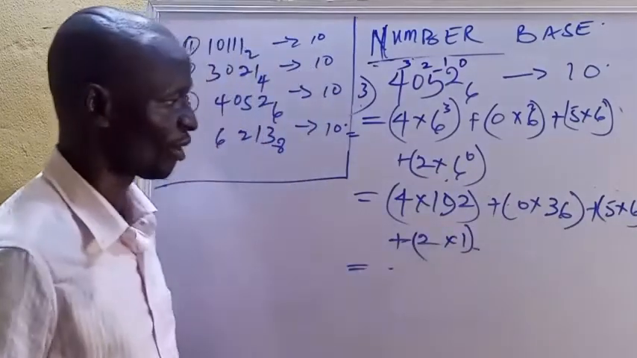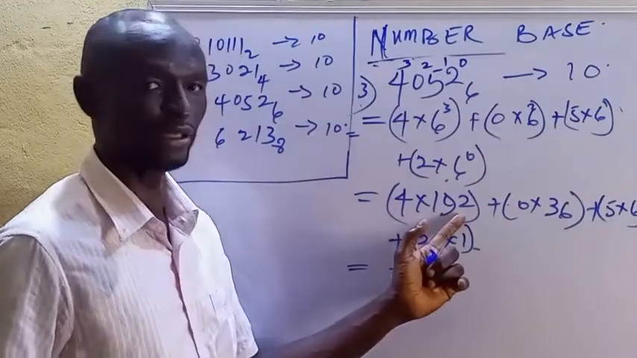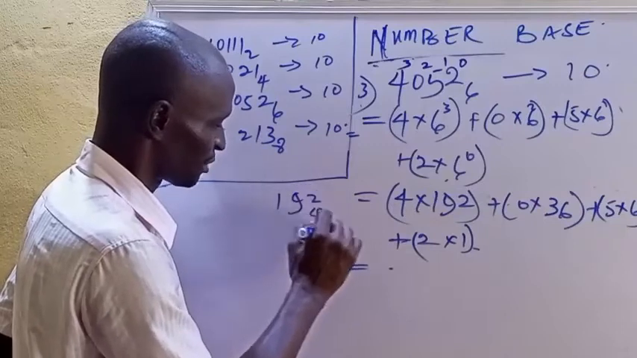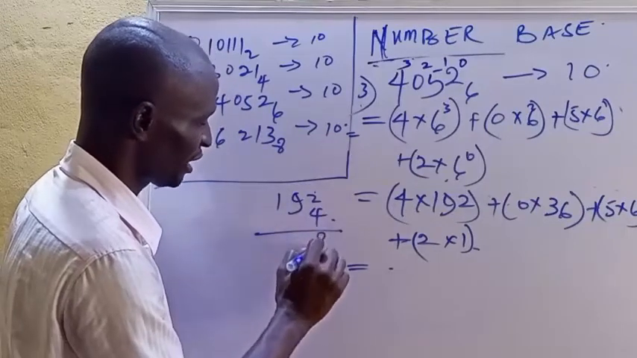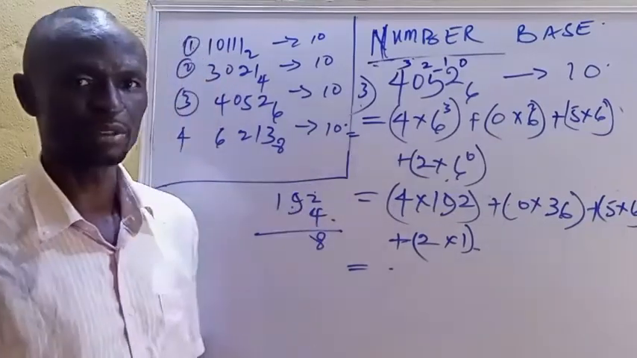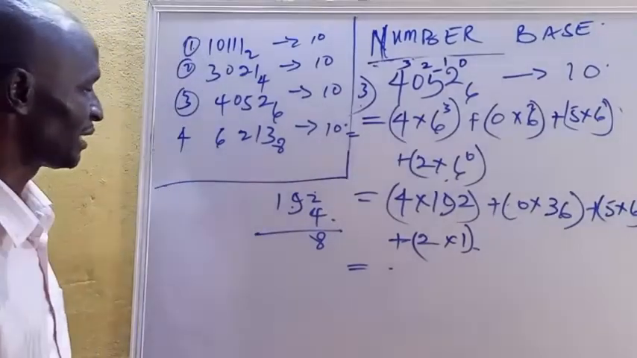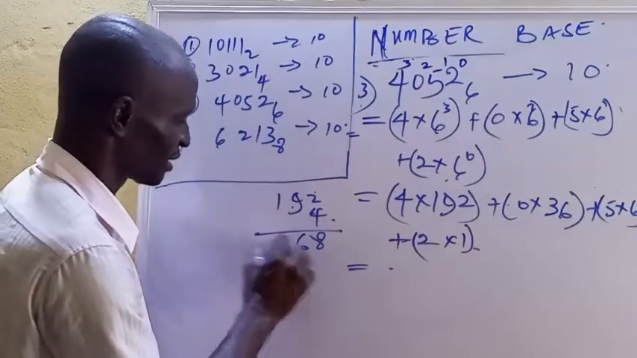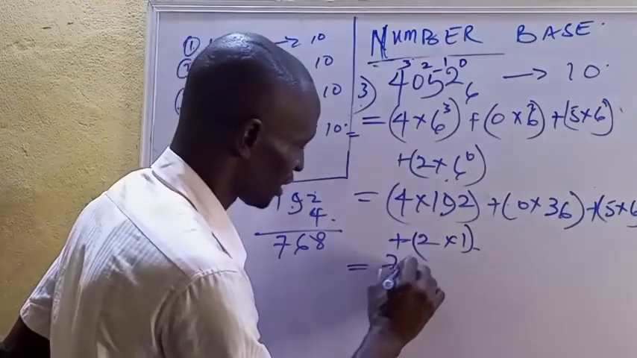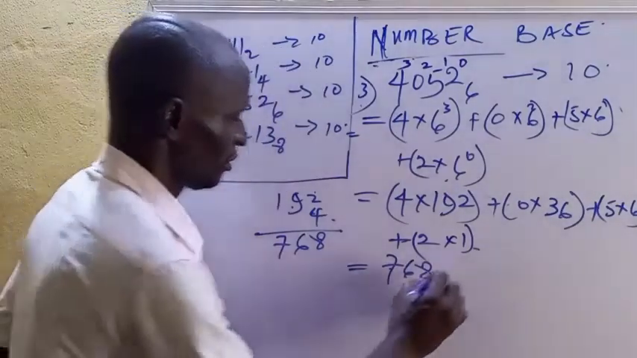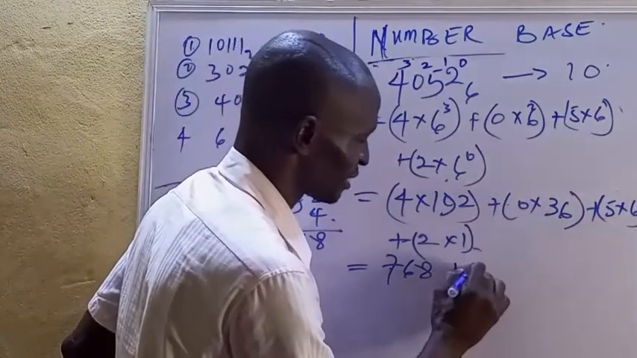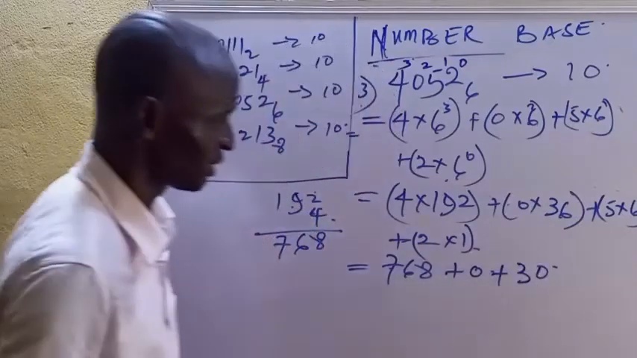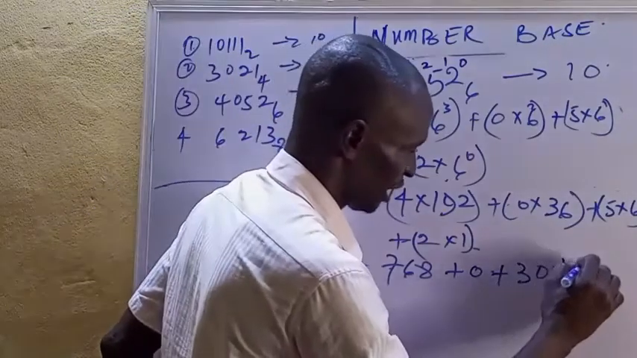The expression now becomes 4 times 192. 192 times 4. Here is 8. 4 times 9 is 36. Here is 6. 4 times 1 is 4 plus 3, that's 7. That's 768. Plus 0 times 36, that's 0. Plus 30. 5 times 6 is 30. Plus 2 times 1 is 2.